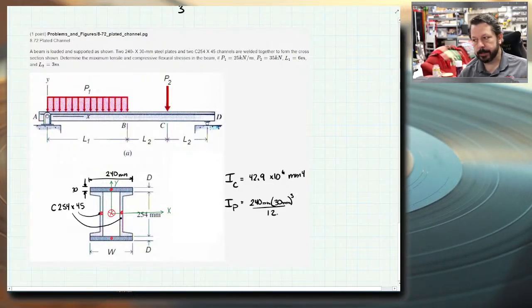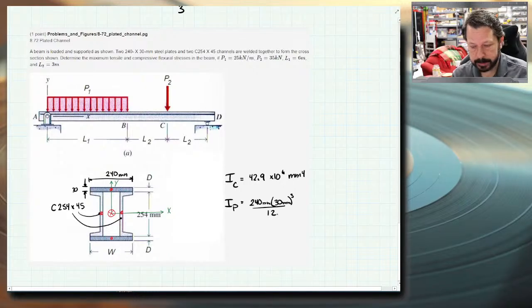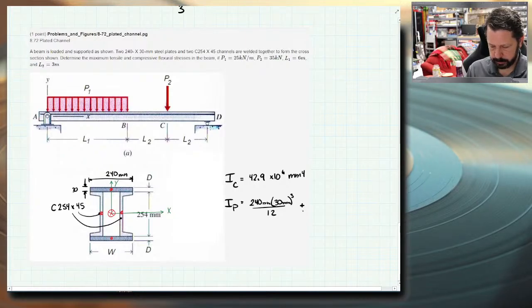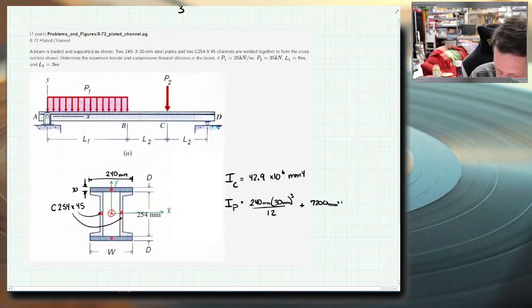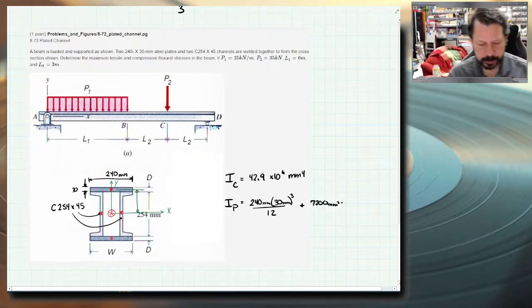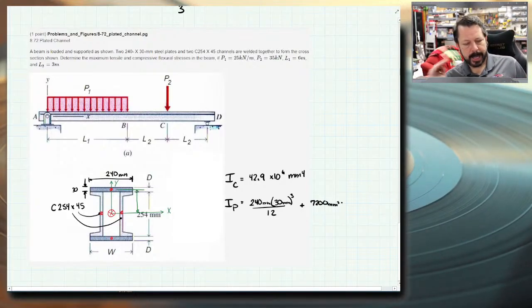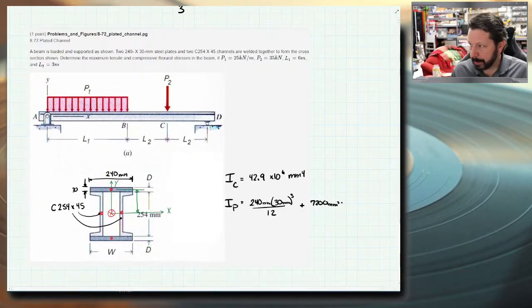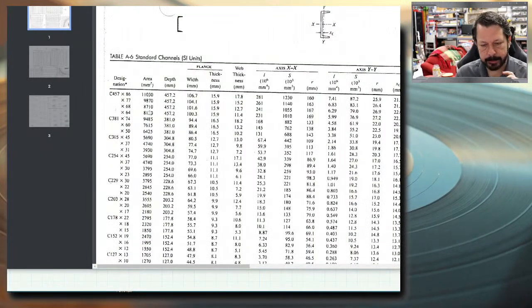So that's the moment of inertia of the top plate about its own centroid, and the bottom plate would have the same number. Plus the area, 240 times 30. Let's see what that is, 7,200 millimeters squared, times the distance from here to the neutral axis. So it's basically half of the plate plus half of the height of the C. I know the C has a nominal height of 254 millimeters, but let's check the actual height. They call it depth in the chart here. And it is exactly 254.